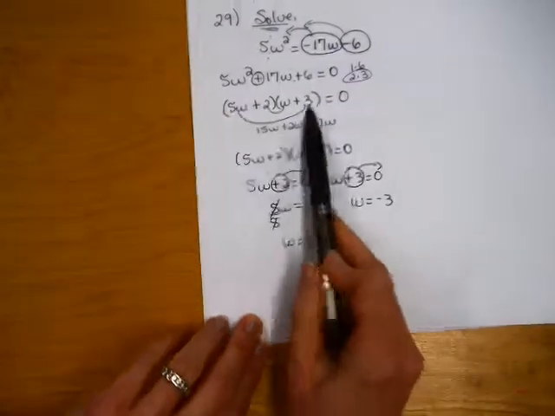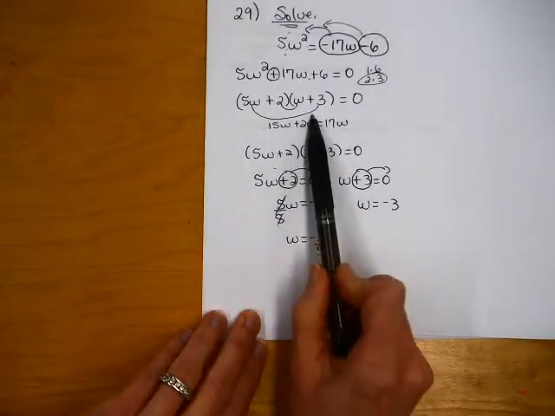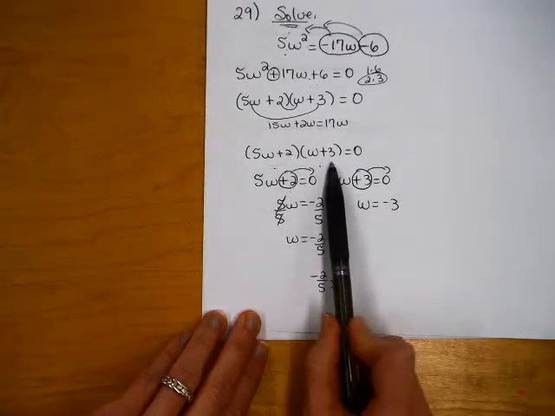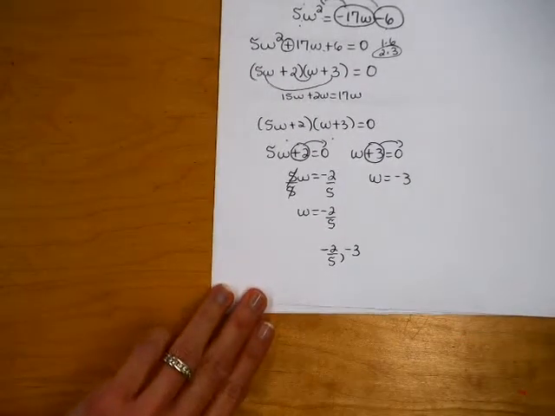Again, you could go back on this step and factor it using bottoms up, as long as you get it factored so that you can solve and get your two solutions.